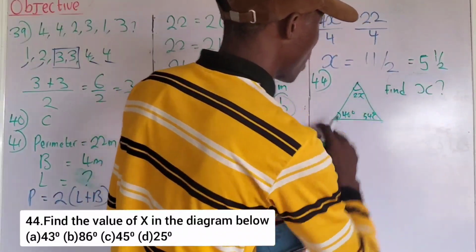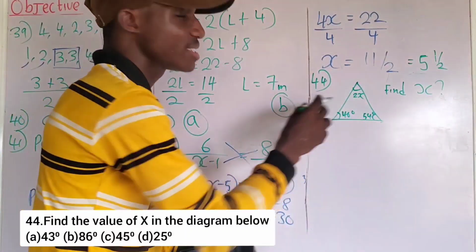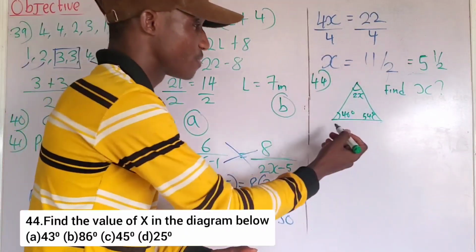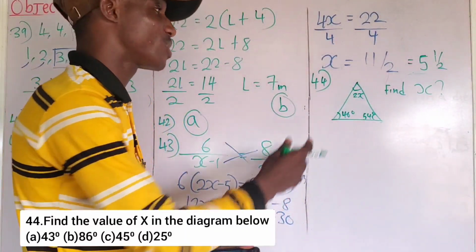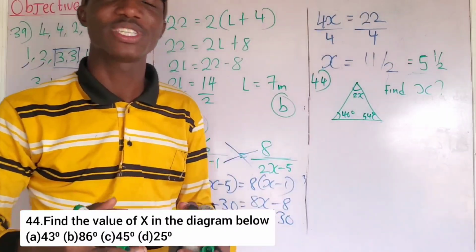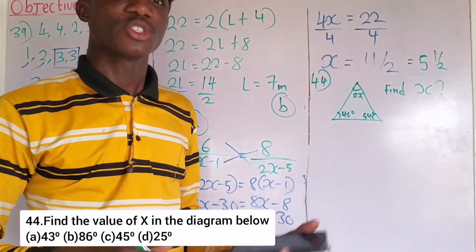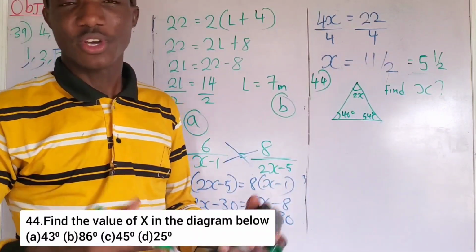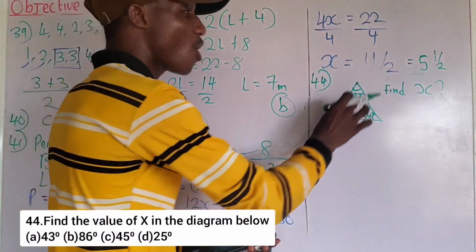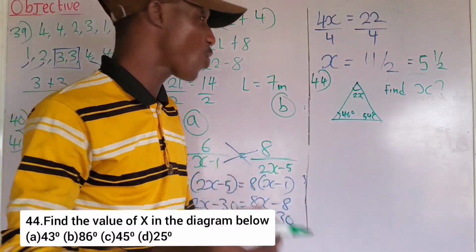Find x. Now, how do we get the value of x? You know that this is a triangle and 2x is also an angle. 40 degrees is an angle in this triangle. Likewise, 54 degrees is also an angle in this triangle. From your basic knowledge of plane shapes, the sum of angles in a triangle is what? 180 degrees. Hence, if you sum all these angles in this triangle together, it must be equal to 180 degrees.